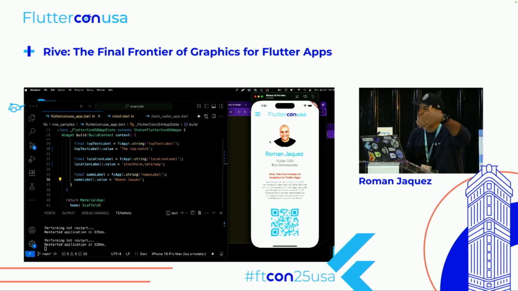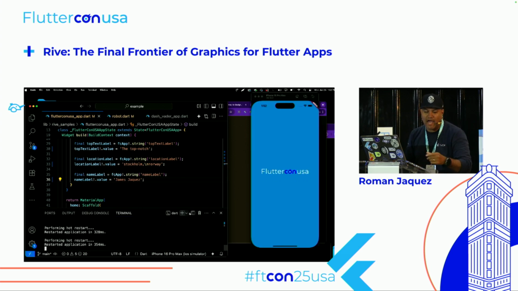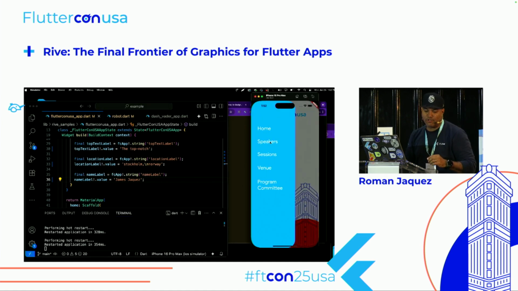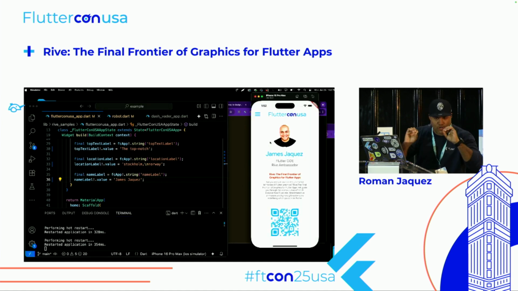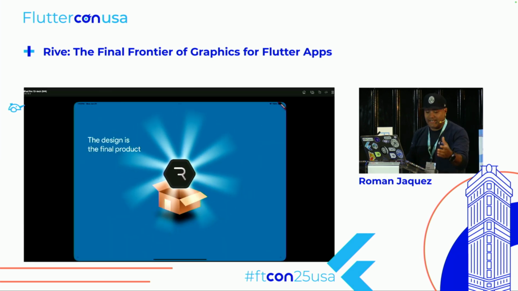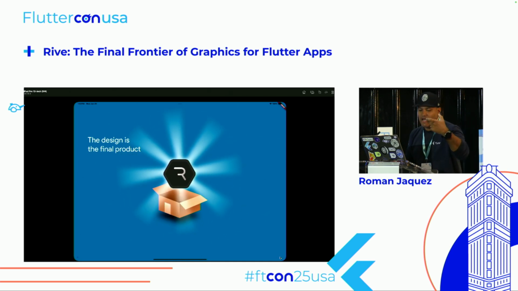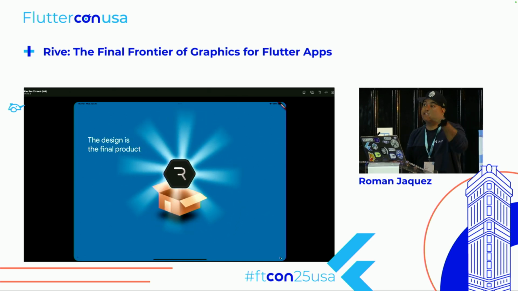Yeah, it's still me, which is okay, but let's say, for example, I want to change it to James Jaquez. I don't know, I'm just spitballing here. So if I just do that, and now I switch it back to, let's say here, and I come over and go to speakers, there it is, James Jaquez. So you can truly, with data, drive those animations and drive your design. Everything is actually data-driven. So that is, again, the premise of using Rive as the final frontier of graphics, as the ultimate deliverable for your graphics in your Flutter applications.